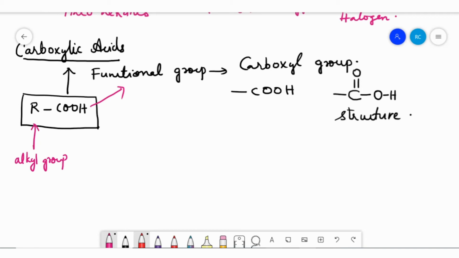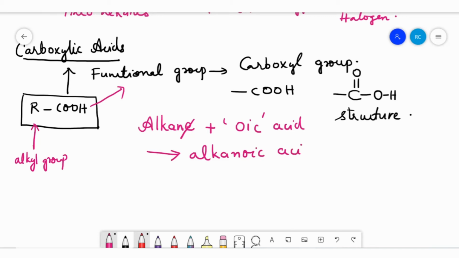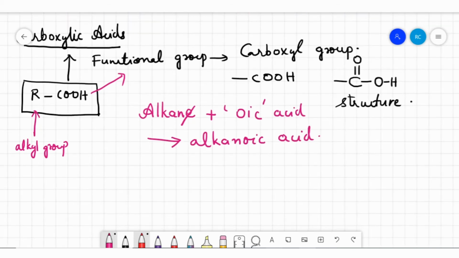When you give names to different carboxylic acid members, the IUPAC name is derived in the following way. In general, alkanes are the hydrocarbons. In the alkane name, you cut the E and add oic acid. So we call carboxylic acids alkanoic acids. Let us derive one or two members from this series.